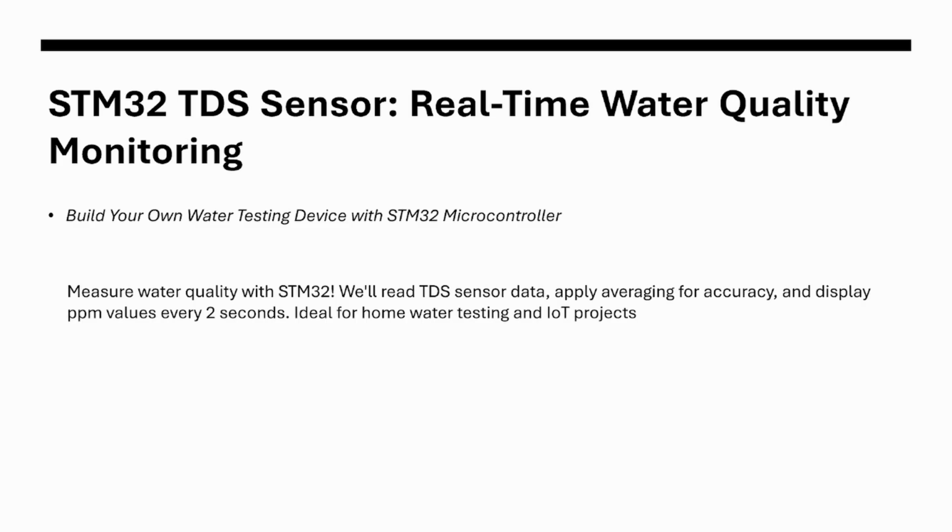Today we will measure water quality with a TDS sensor and STM32. Here TDS means total dissolved solids. It's basically how much stuff is in your water. High TDS means dirtier water, and let's code it with STM32.